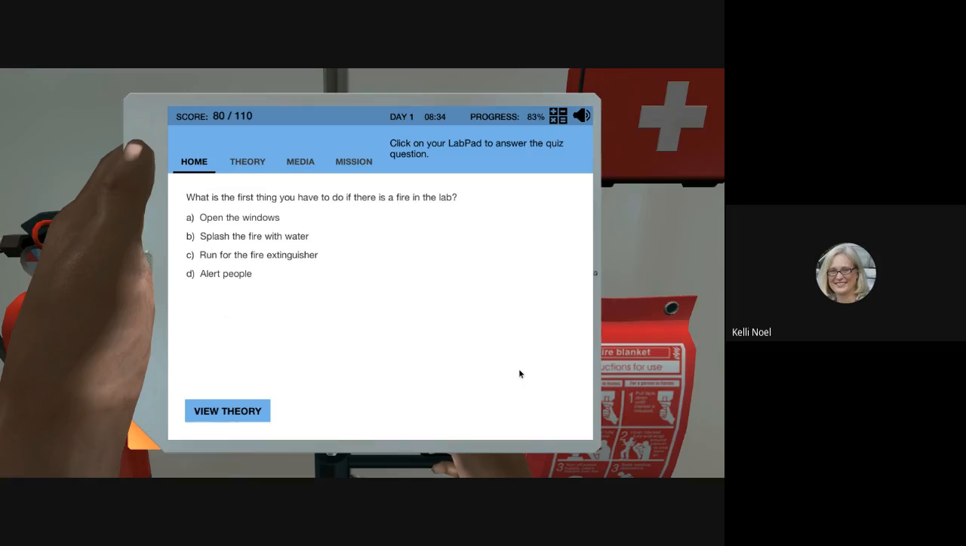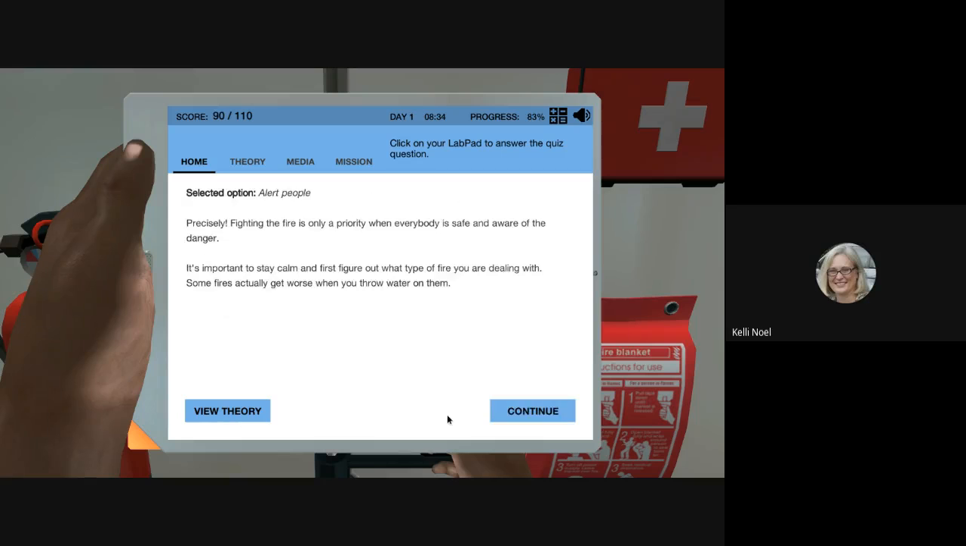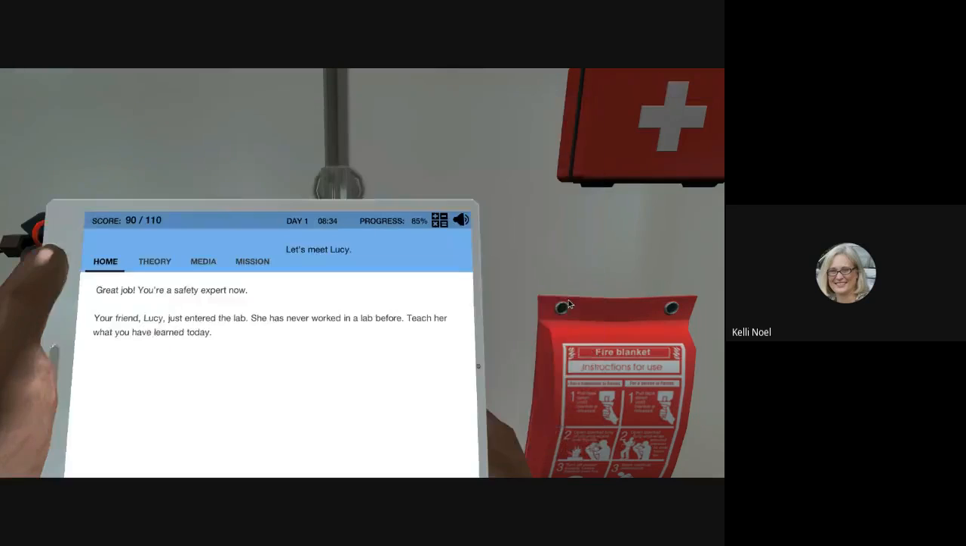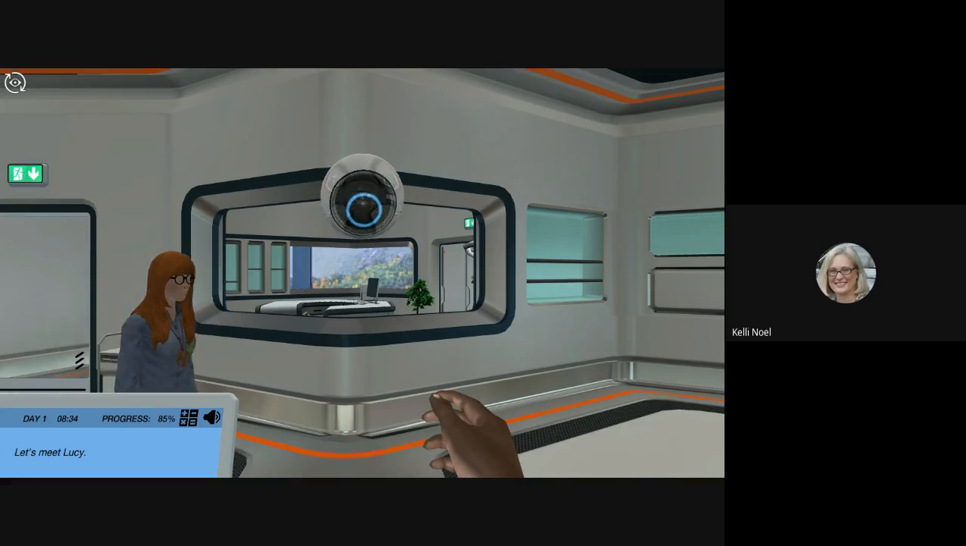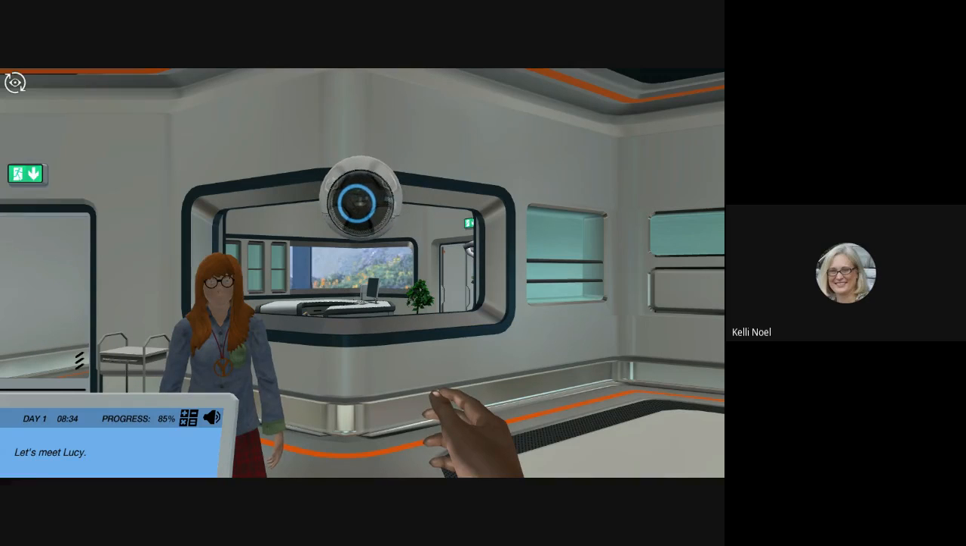What is the first thing you have to do if there is a fire in the lab? You want to alert people before you start doing anything else. Precisely. Great job. You're a safety expert now. Your friend, Lucy, just entered the lab. She has never worked in a lab before. Teach her what you have learned today.